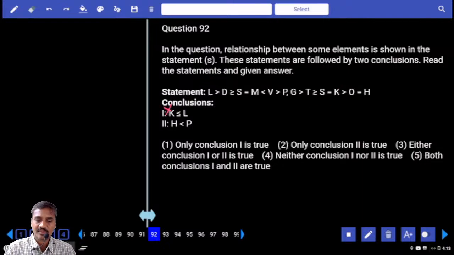First one is wrong. Then H and P, H is here and P is here. And again the element that is common is S. Now between S and P, there are two opposite symbols. Clear? Hence neither 1 nor 2, choice 4, question 92.